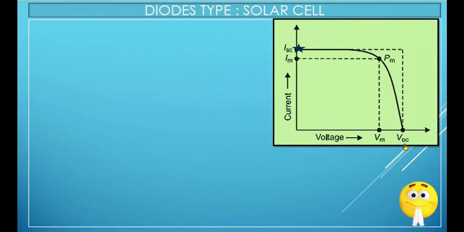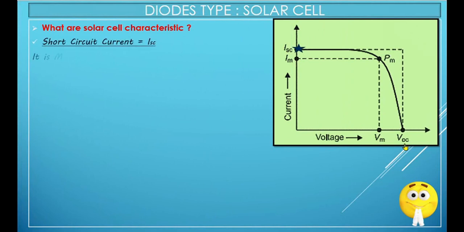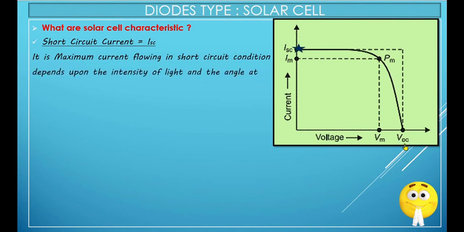Next questions on solar cells are about efficiency. What are the solar cell characteristics? There are three characteristics of a solar cell. First is short circuit current, which is the maximum current flowing in the short circuit condition, and it depends on the intensity of light and the angle at which light falls on the cell.